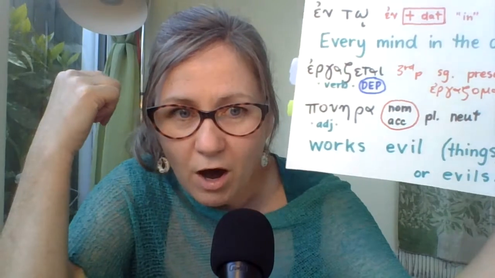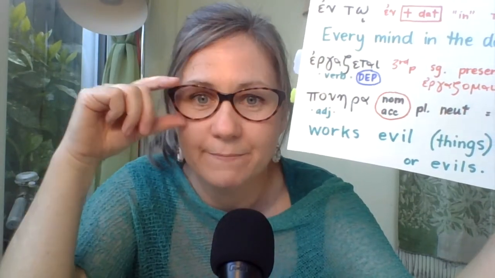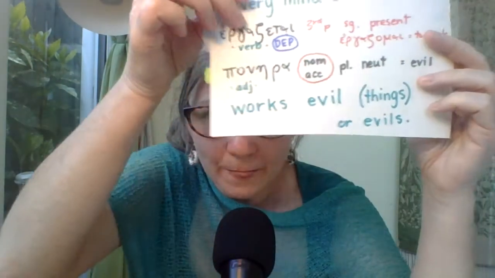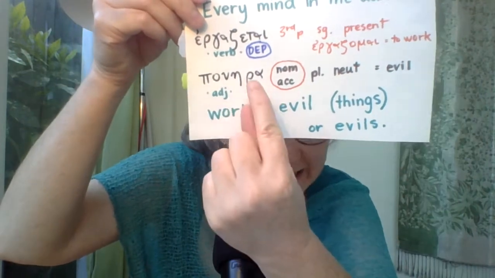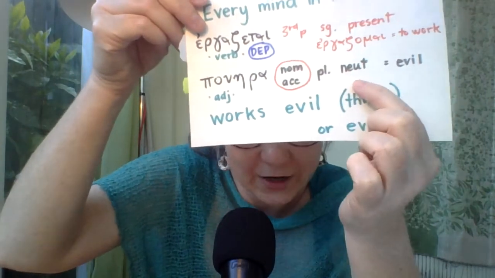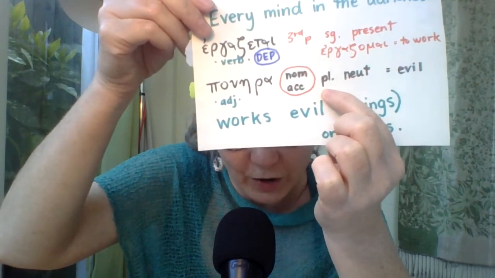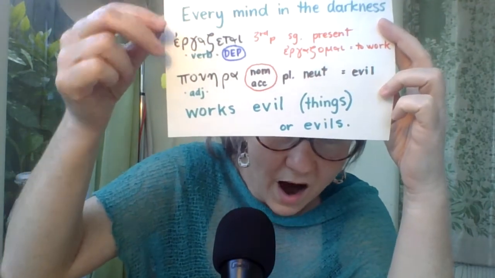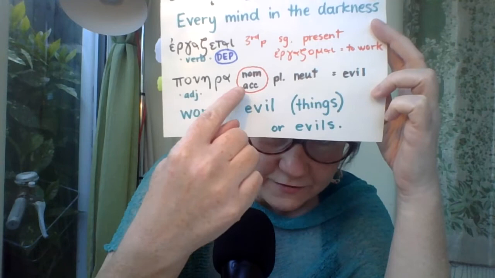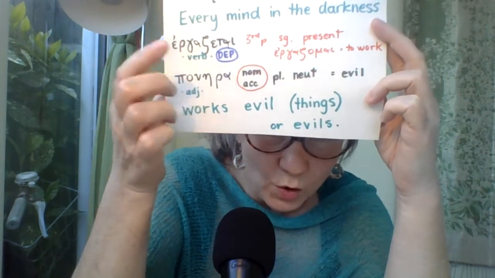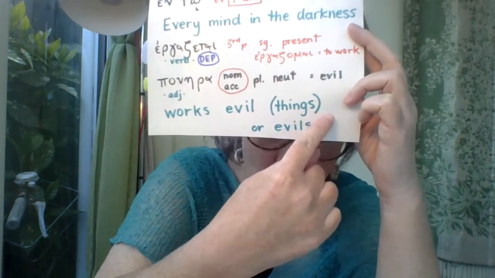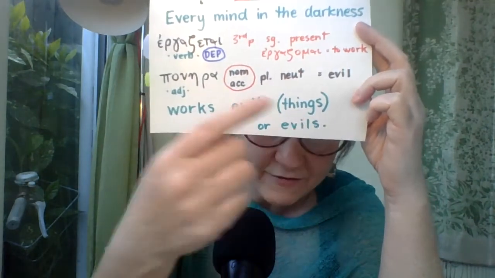Ponera. Ponēros is an adjective that means evil. But what about this ending, ponera? It's an adjective that means evil, but with that ending, it's going to be neuter, plural, and it could either be nominative or accusative, and it means evil. So I went with accusative because works is acting on it, works evil. And because it's neuter plural, you can provide a noun to describe more about this evil: works evil things. That's how I did the first part of the sentence.